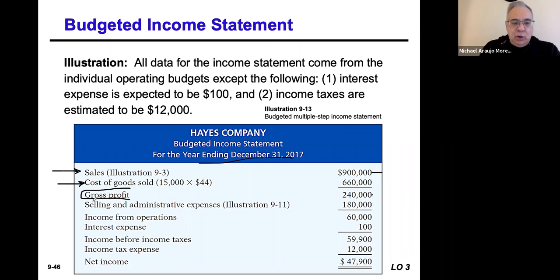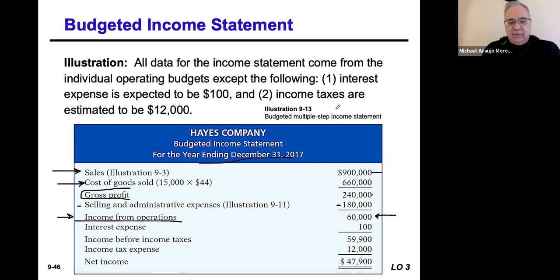Not bad. We subtract out all of our selling and administrative expenses, our operating expenses, which we get that total from the selling and administrative operating budget that we looked at. The total was $180,000. So that gives us our income from operations. Remember, from the multi-step income statement, profit from operations is $60,000.